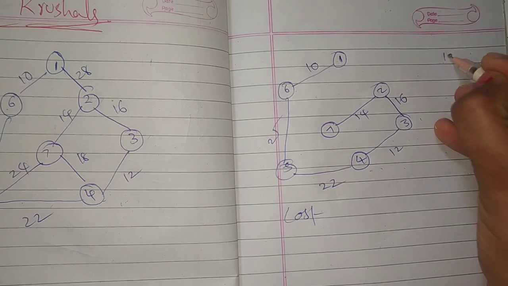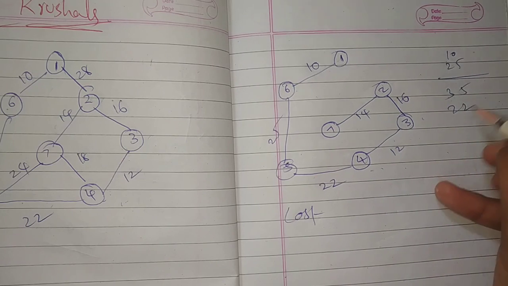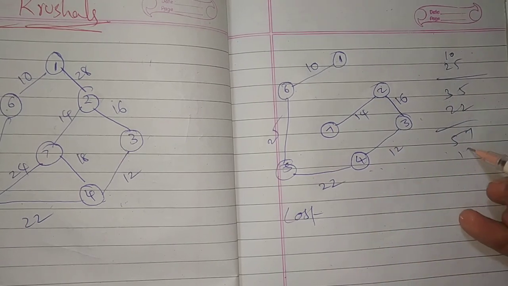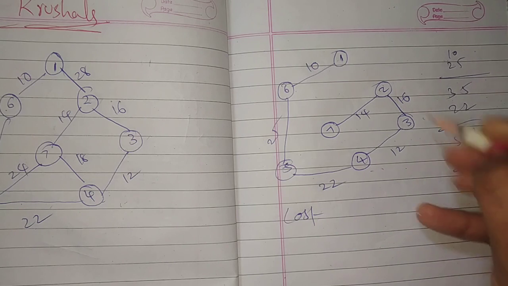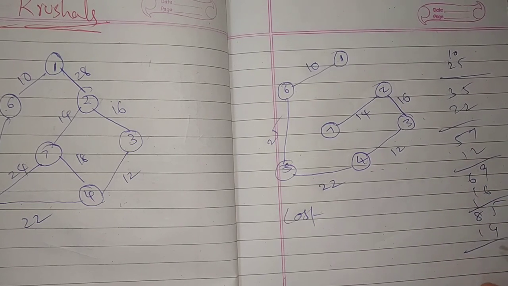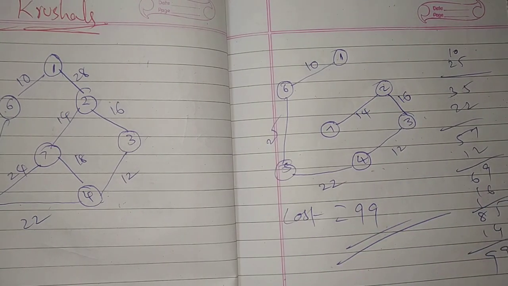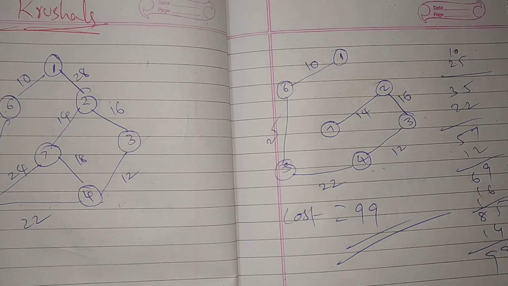Same, I think. 10, 25, so 35, and again 22, 57, and next 12, 69, and next 16, 85, next 14, 99. Same. So by using Prim's algorithm you can get the minimum cost spanning tree, and by using Kruskal's algorithm you can also get the same, no difference. But Kruskal's algorithm is more effective, right?